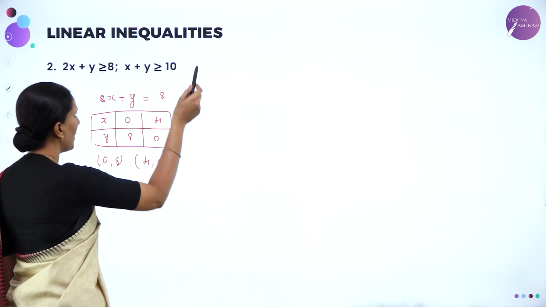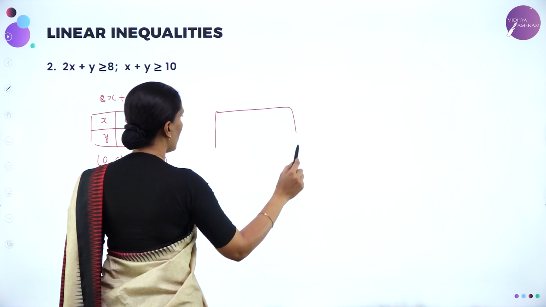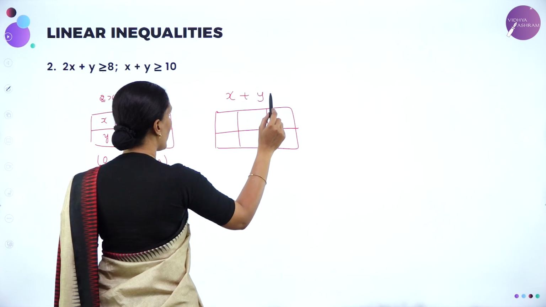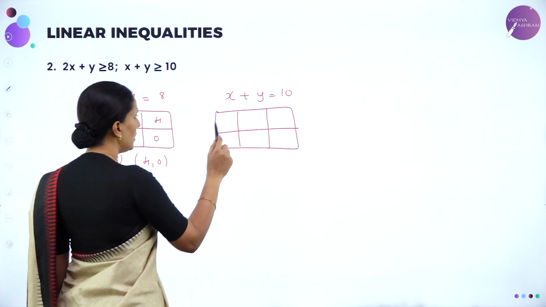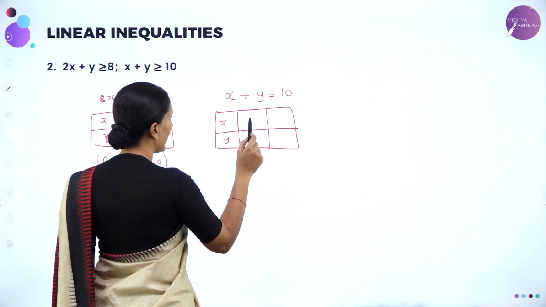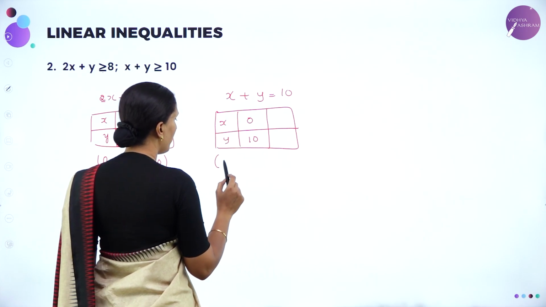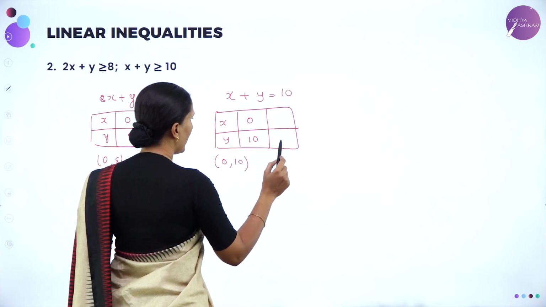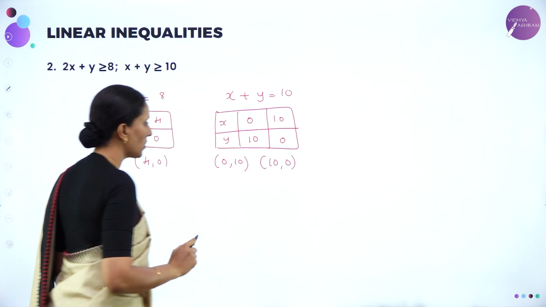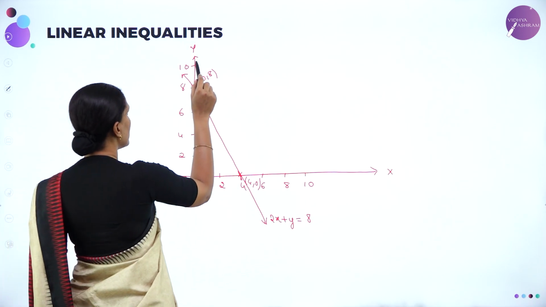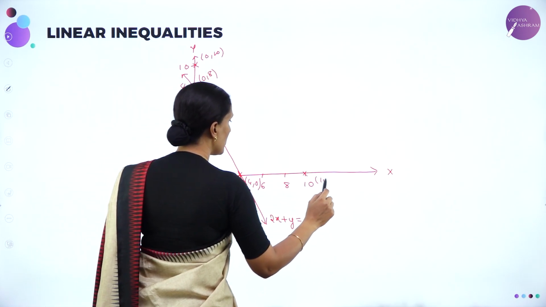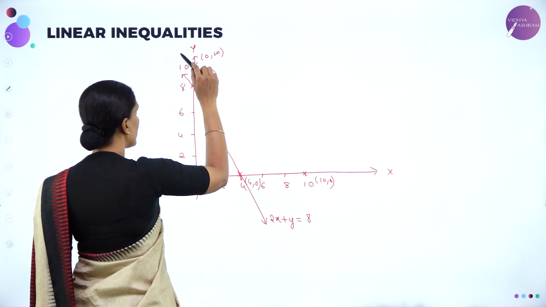Next I have x plus y greater than 10. So let's find the coordinate points. I'll consider it as x plus y is equal to 10. Now here x, y. If I take x as 0, y is 10. So the first point is 0, 10. And if I take y as 0, then x is 10. The second point is 10, 0. So let us draw the line here. So this is 0, 10 and this is 10, 0. So join these two points.